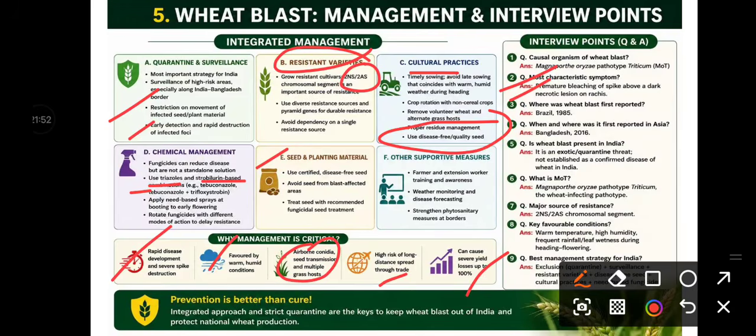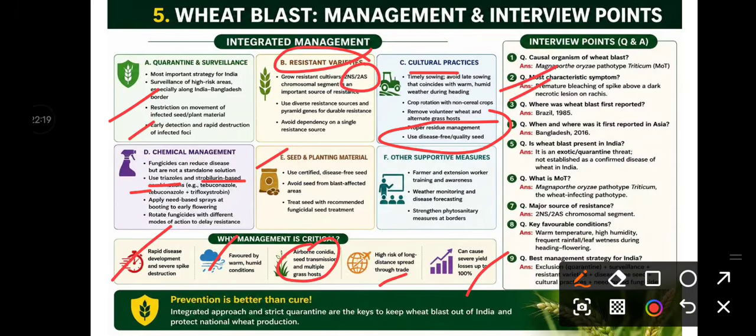Key favorable conditions for disease development are warm temperature, high humidity, frequent rainfall, or leaf wetness during heading to flowering. Then best management practices: the use of quarantine measures, use of resistant variety, use of disease-free and healthy seeds, and other cultural measures like residue management practices.